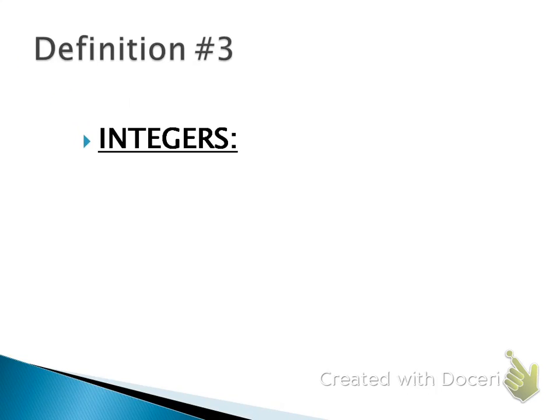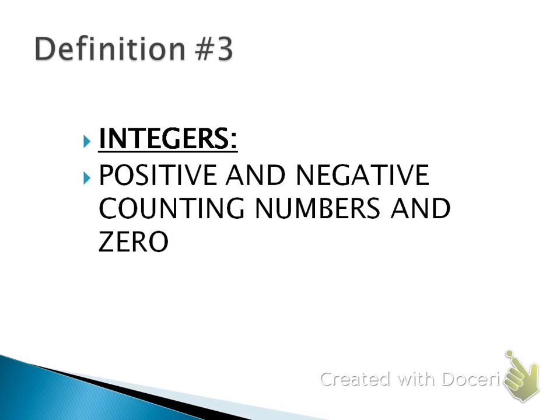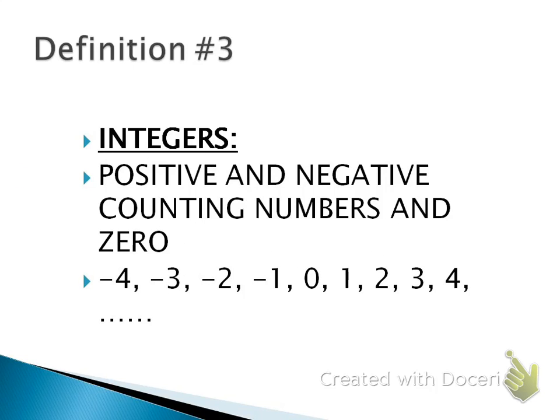All right, next we have integers. Once you look at integers, that's when the negative numbers start to come into play. So they're the negative and positive counting numbers, including 0. Again, we have not introduced any decimals or any fractions.